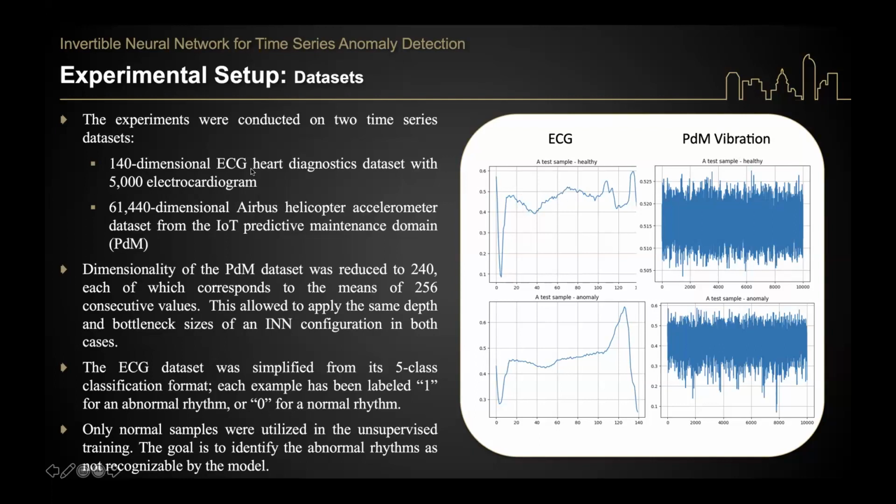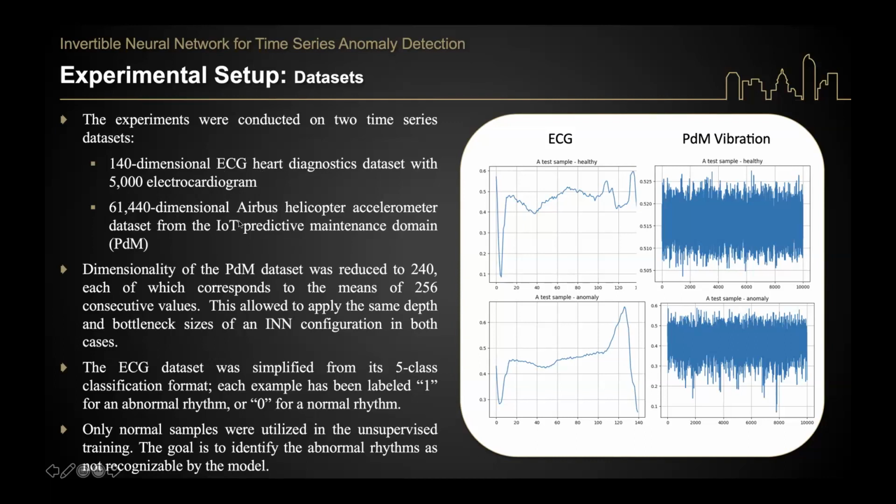So let me describe the first one. The first one was 140 dimensions, ECG heartbeat. There were 5,000 electrocardiograms in the data set. The second one, as you can imagine, is the PdM. So we have the vibration sensors. This data set is from the Airbus helicopter accelerometer vibration sensors. It's 61,000-plus dimensions there.